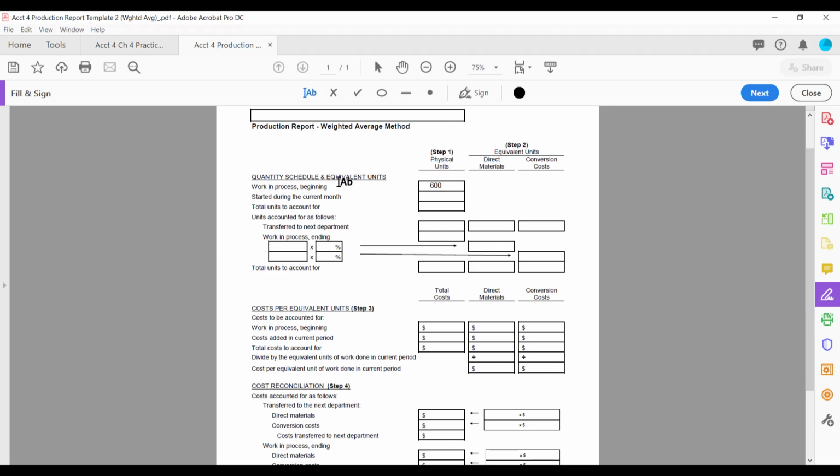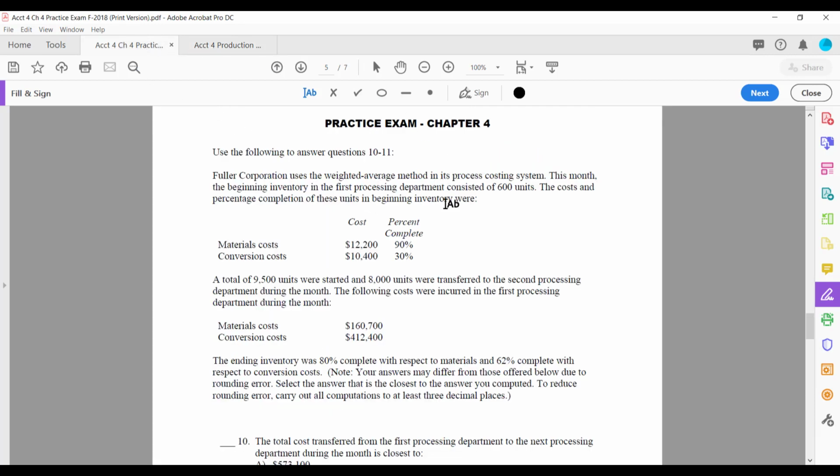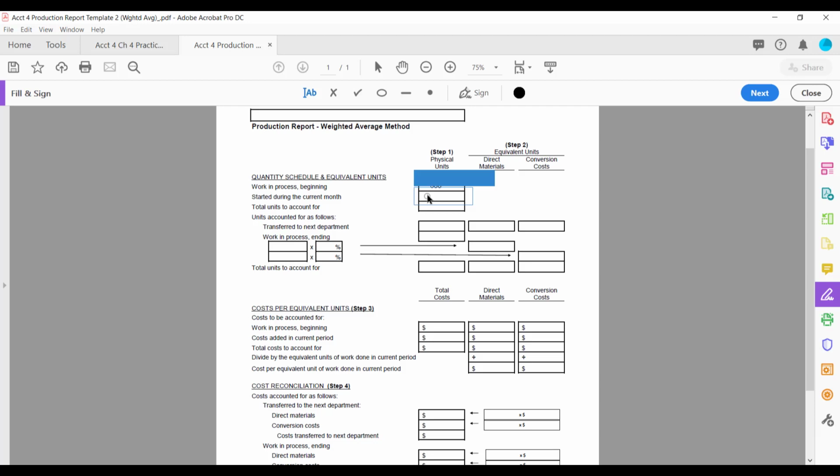And how many physical units did we start during the month? They gave that to us as well. We started work on 9,500 units. We started work on an additional 9,500 units for the month. So we'll go ahead and put 9,500 in there.